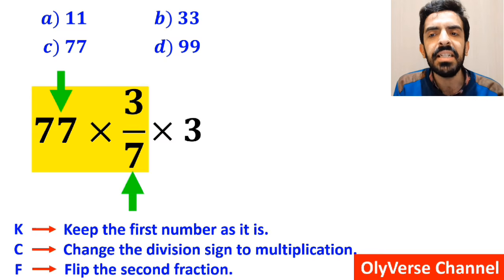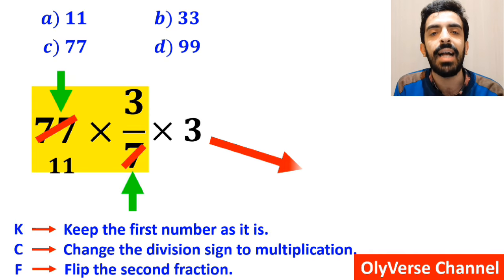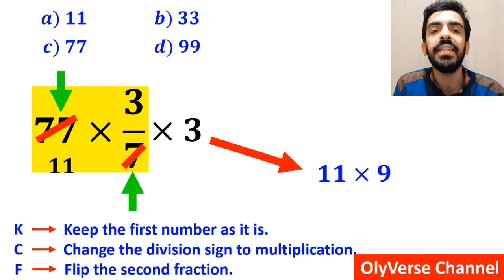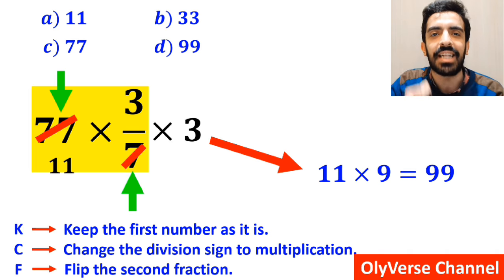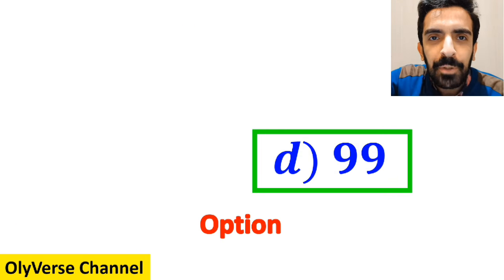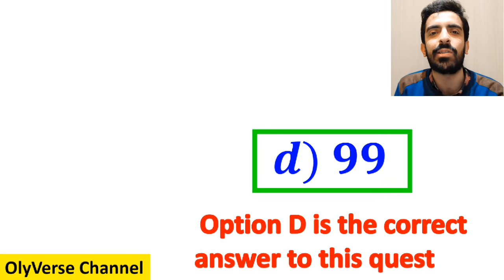As you can see in the image, the number 77 simplifies with the 7 in the denominator, and instead of this expression, we can write 11 multiplied by 9, which finally gives us the answer 99. Therefore, option D is the correct answer to this question.